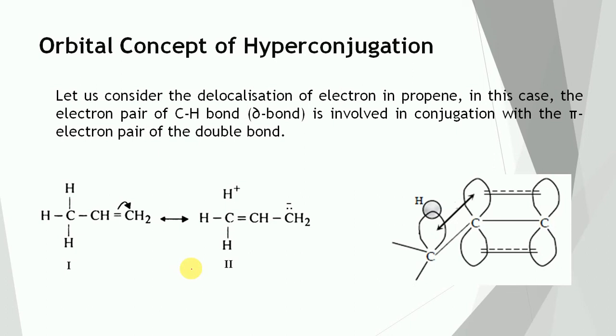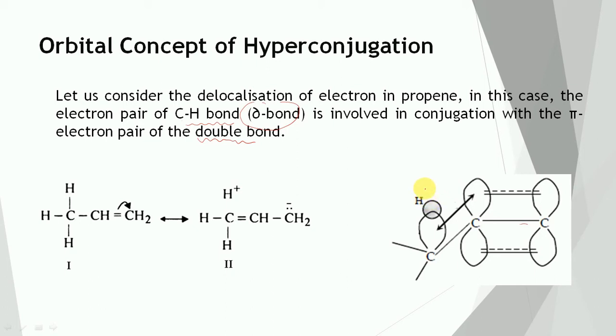Let us consider the delocalization of electrons in propene. In this case, the electron pair of the CH bond, that is the sigma bond, is involved in conjugation with the pi electrons of the double bond. So let us see how this hyperconjugation will take place.